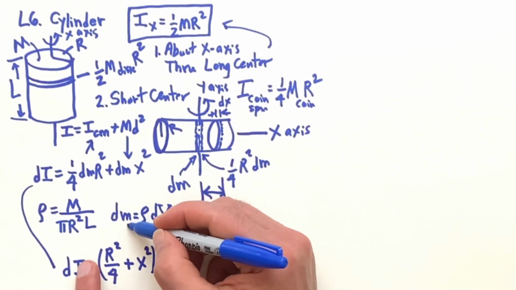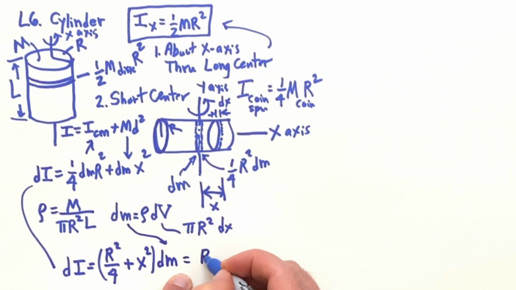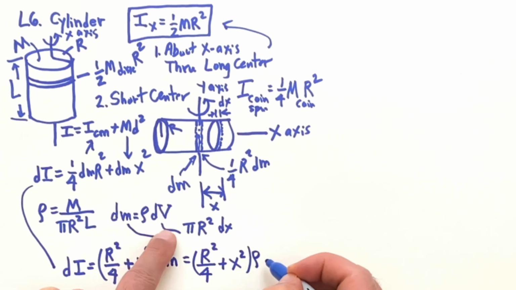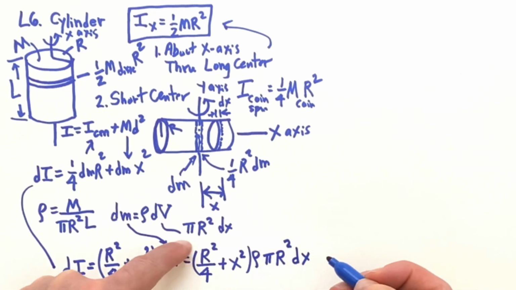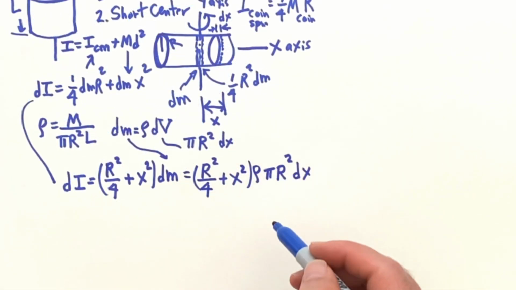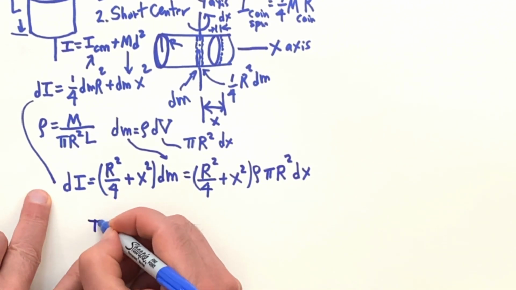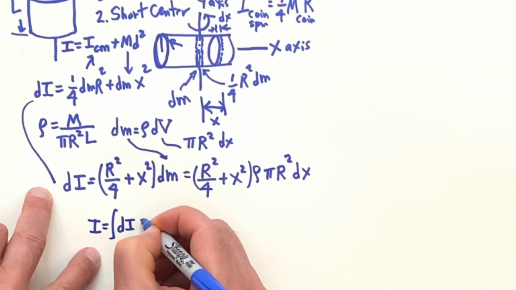So now we put, for the dm in here, we're going to have R squared over 4 plus x squared. Then we have the density, and then the differential volume, pi R squared dx. Now we're going to integrate this. So the total moment of inertia is going to be the integration.